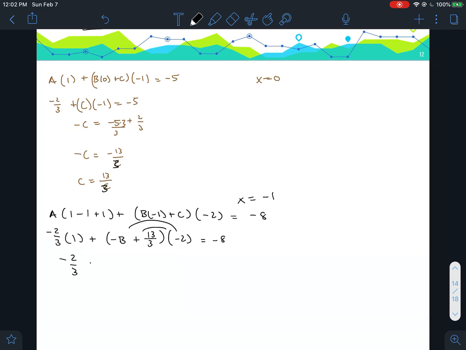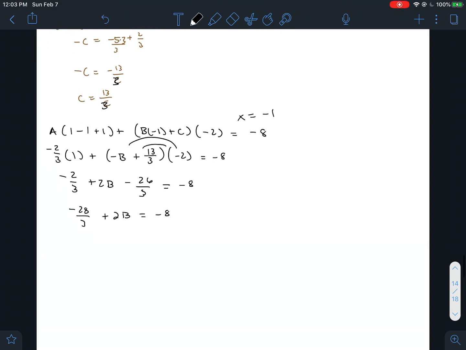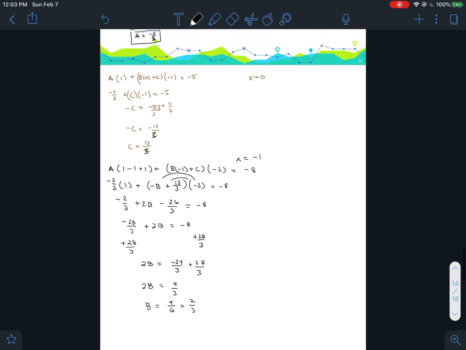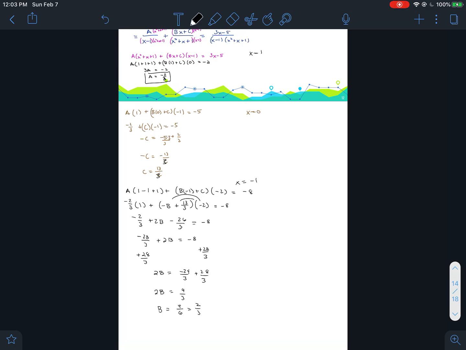So I have negative 2/3, distribute that negative 2, plus 2B minus 26/3 equals negative 8. So we have negative 28/3 plus 2B equals negative 8. Let's add the 28/3 to the other side. So I get 2B equals negative 24/3 plus 28/3, which would be 4/3. So 2B equals 4/3, divide by 2, and B would be 4/6 or 2/3. So I've got my three variables.